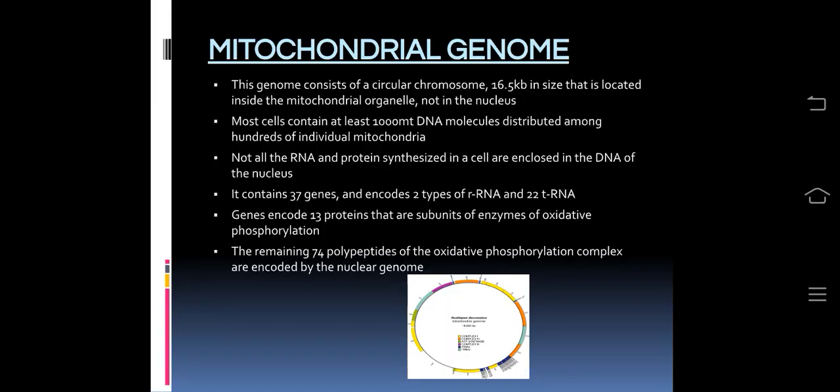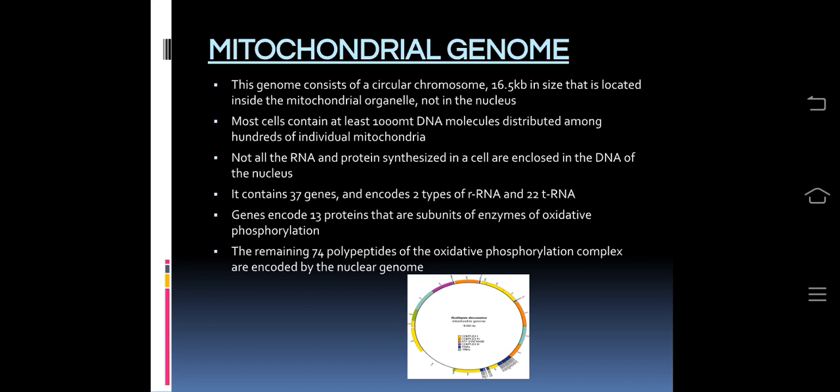Mitochondrial genome. This genome consists of a circular chromosome, 16.5 kilobase pairs in size, that is located inside the mitochondrial organelle, not in the nucleus. Most cells contain at least 1000 mtDNA molecules, mitochondrial DNA molecules, distributed among hundreds of individual mitochondria. Not all the DNA and protein synthesized in a cell are encoded in the DNA of the nucleus.